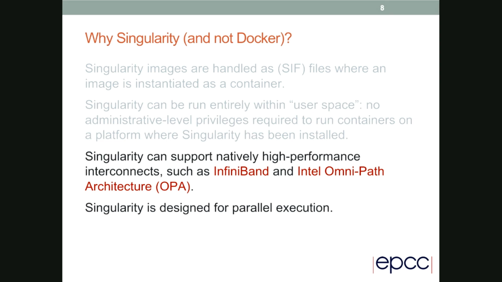And importantly, Singularity can support natively, that means at runtime, various high performance interconnects such as InfiniBand and Intel OmniPath. So in short, Singularity is designed for parallel execution. So it's the sort of container software you need if you're intending to run a parallel code over multiple compute nodes. It also has support for the OpenMPI library.